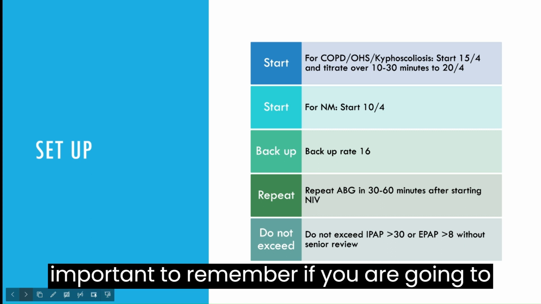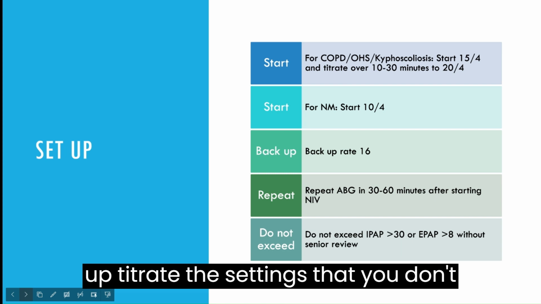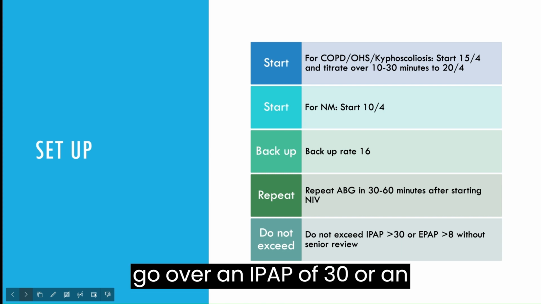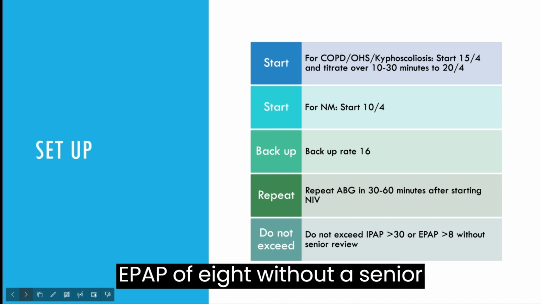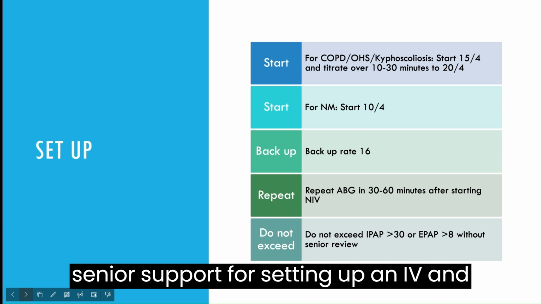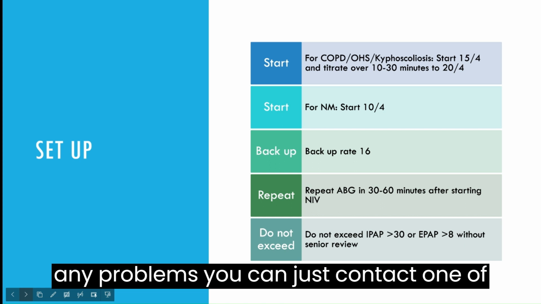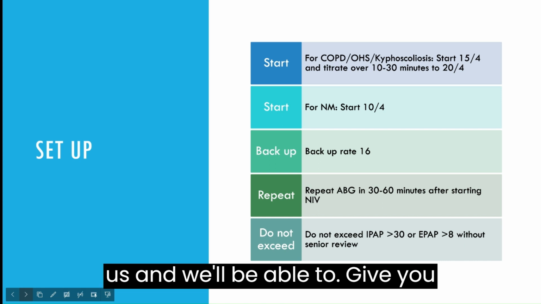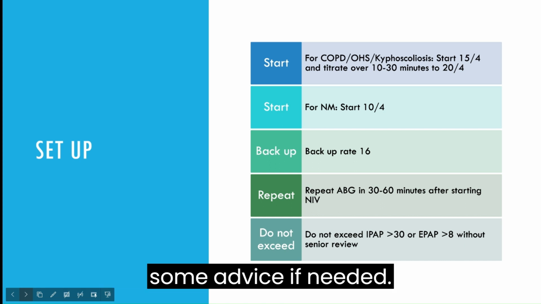But what's important to remember, if you are going to up titrate the settings, is that you don't go over an IPAP of 30 or an EPAP of 8 without a senior review. And it goes without saying that there would be registrar and senior support for setting up NIV, and any problems you can just contact one of us and we'd be able to give you some advice if needed.